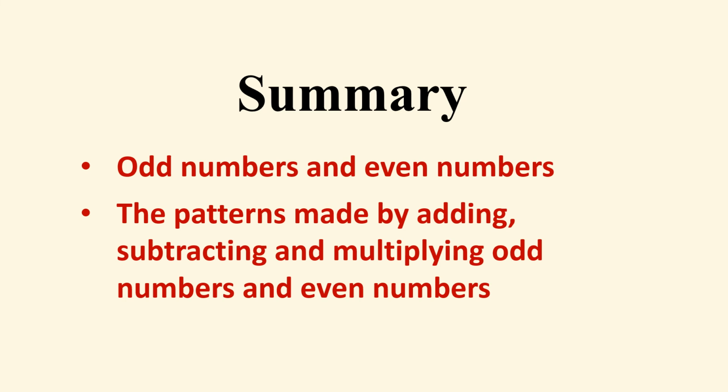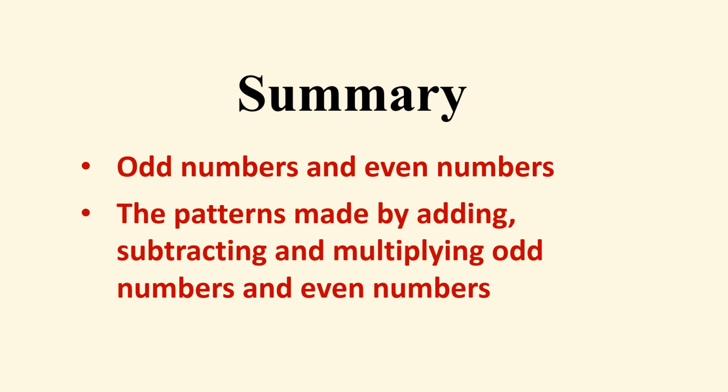Then we have learned that by looking at the digit on the ones place of the given number, you can identify whether the given number is odd or even. If the digit in the ones place of the given number is odd, therefore the given number is also an odd number. If the digit on the ones place of the given number is an even number, that means the given number is also an even number. Then we have learned about the patterns made by adding, subtracting and multiplying odd numbers and even numbers.